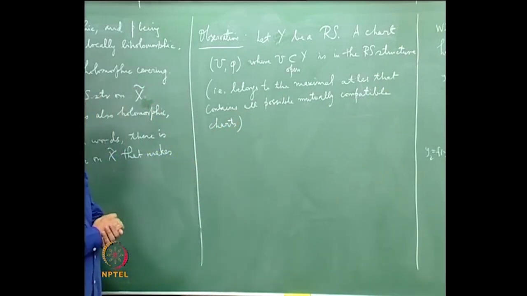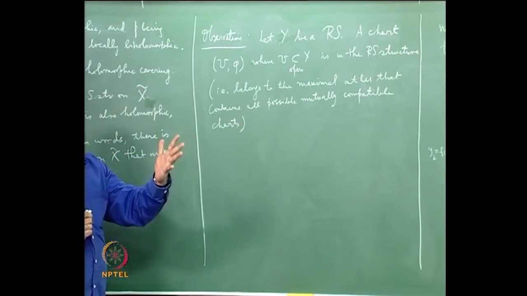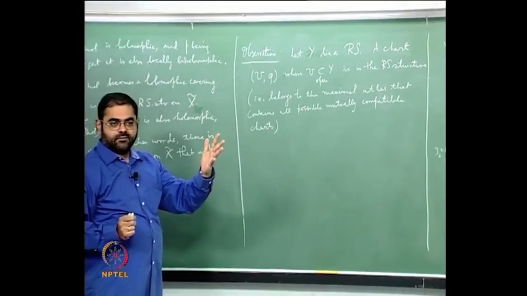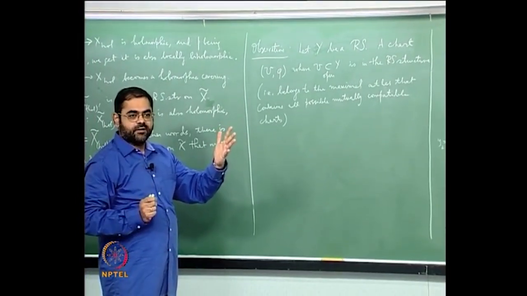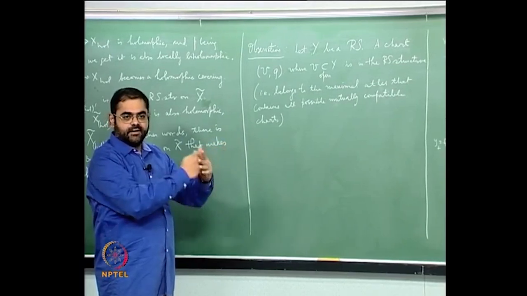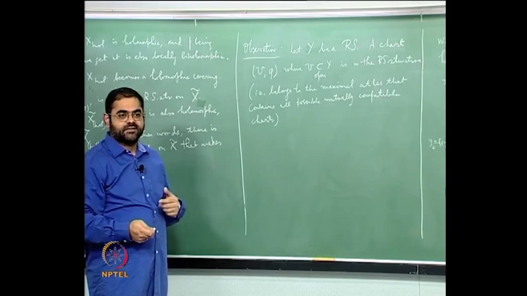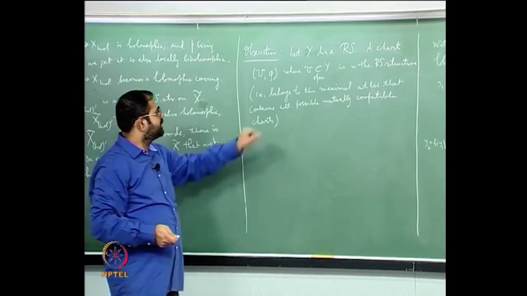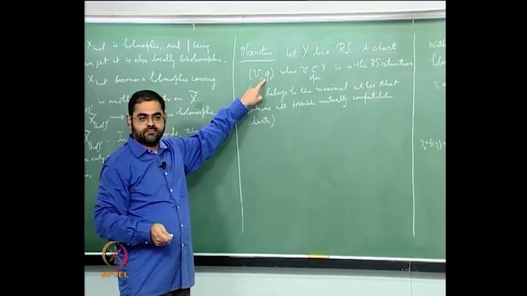Okay, so I have a Riemann surface and I have a chart. The question is, when is this chart in that Riemann surface, meaning in the maximal atlas defined by the Riemann surface, and I am saying the condition is just phi has to be holomorphic.